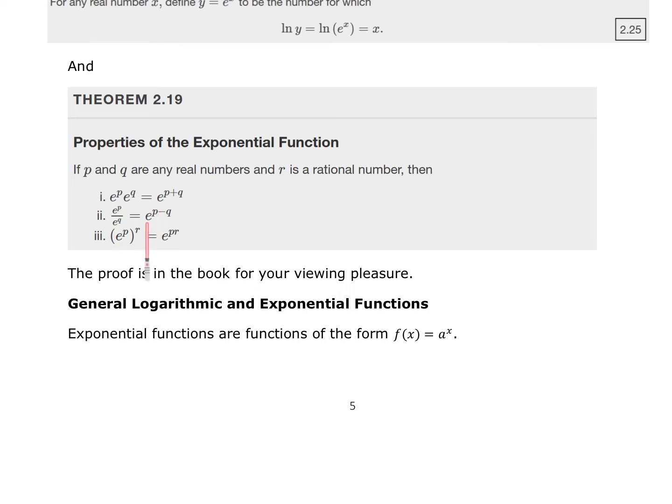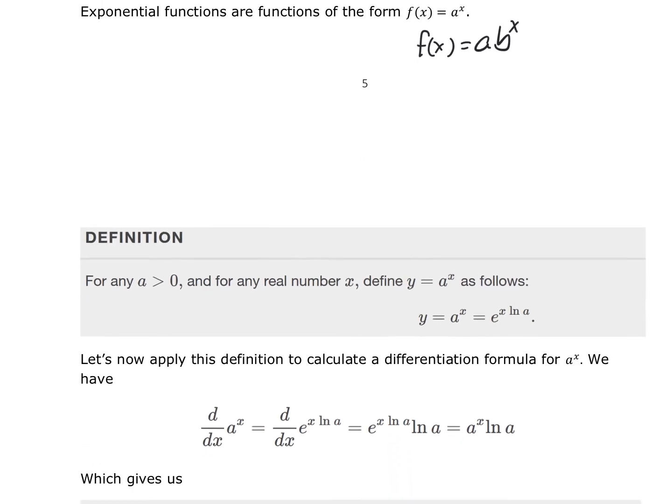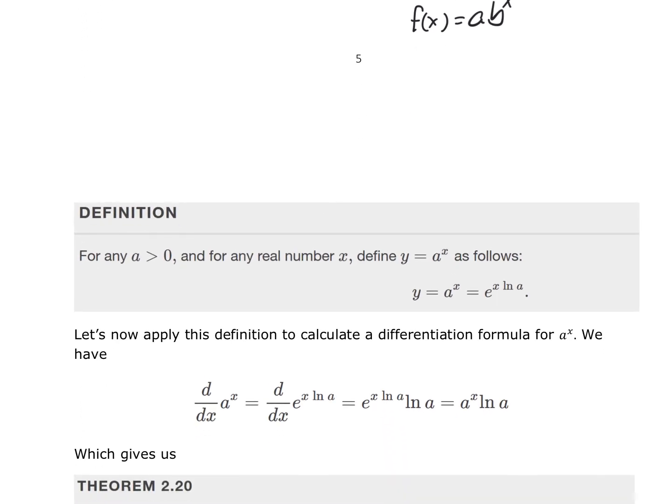Before, we didn't really define it as rigorously, and that's because our math knowledge at that point wasn't where it is right now. So now let's go to the general logarithmic and general exponential functions, where we have f of x equals a to the x. Sometimes you may see an exponential function defined as f of x equals a b to the x, where b is the base. In this book, we're going to use a instead of b. We're going to have base a. For any base a greater than 0 and any number x, we define y equals a to the x as e raised to the x natural log of a.